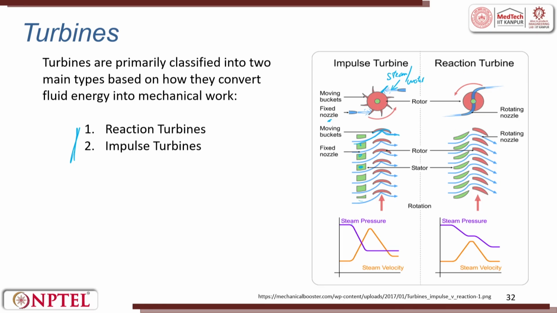In the reaction type, what happens is you will have a rotor. Through the rotor there is a fluid which is flowing and which is exiting out. So, it has a rotating nozzle. Here it is a fixed nozzle, here it is a rotating nozzle. Here you can see how the stator looks and how the rotating nozzles are. You see the response of steam pressure falling down with respect to the steam velocity increase. You can see how the steam velocity increases and the pressure falls down.